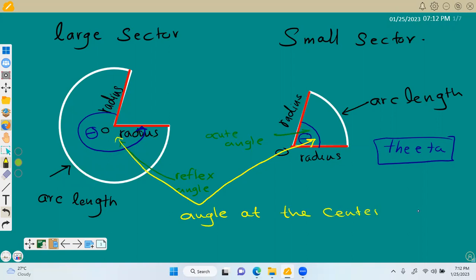Okay. These are the parts of a sector. When we consider a sector, these are the parts. Okay.